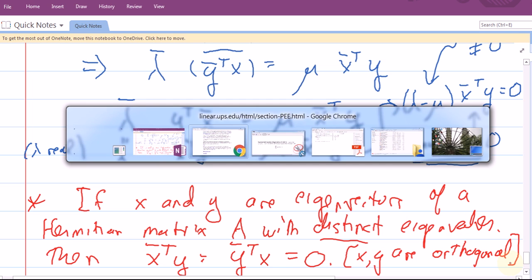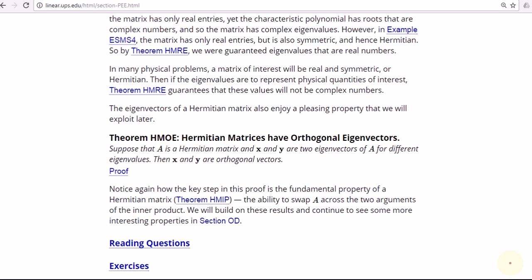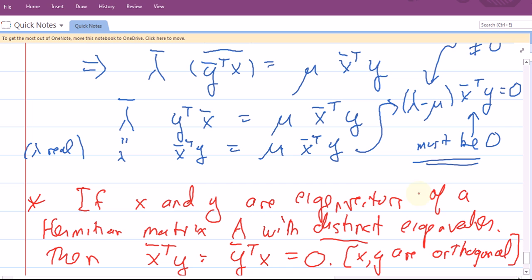I'll just go back to the chapter and see if there's anything else to do. No, we'll just stop there. I think what you can learn importantly from this demonstration is this technique of taking a quantity and using the eigenvalue property to manipulate it and then draw some conclusions from there.